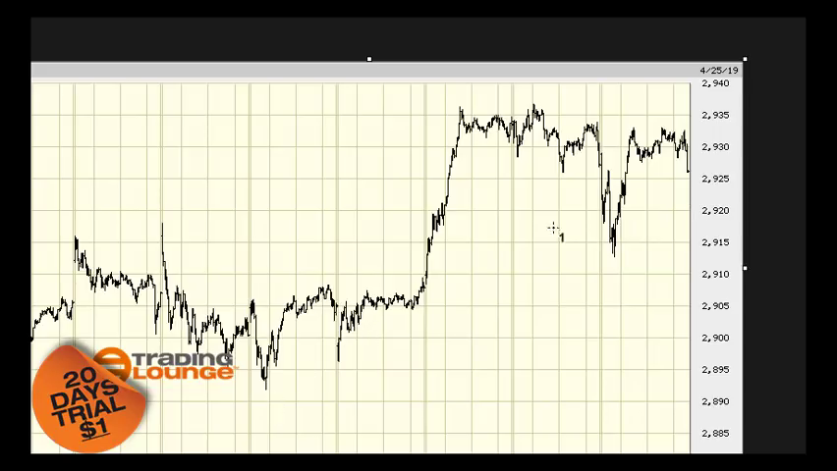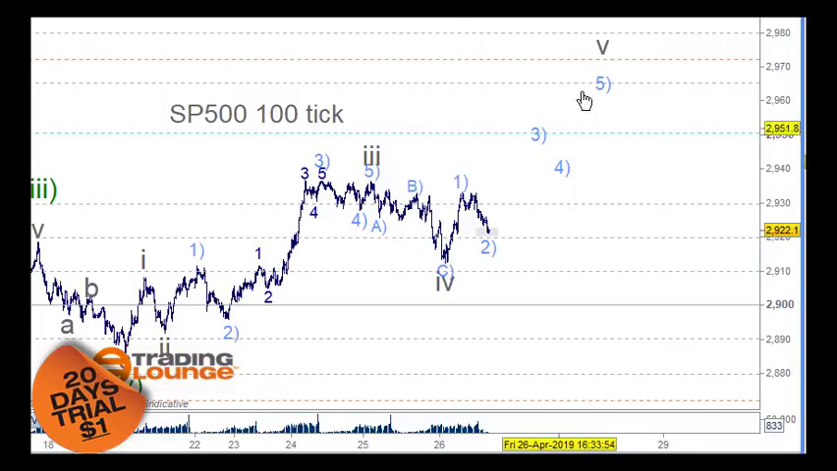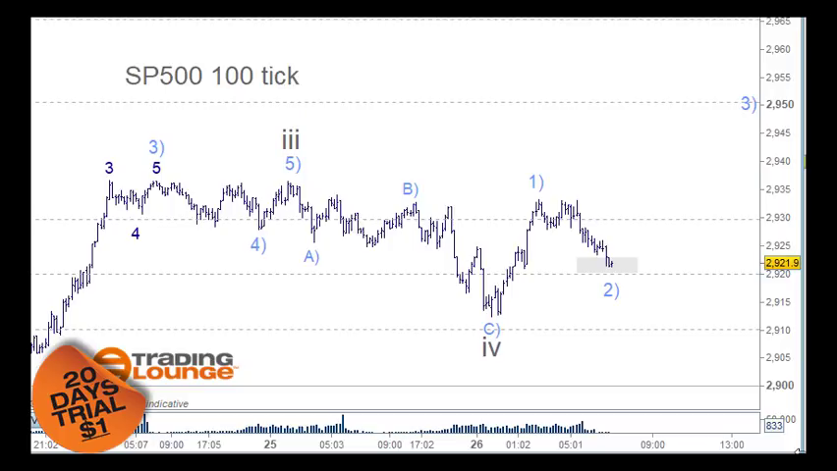But this structure to the upside is not completed. That's the main point. That's the takeaway from that. So we're looking at that structure to the upside.